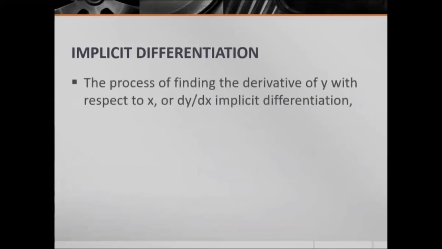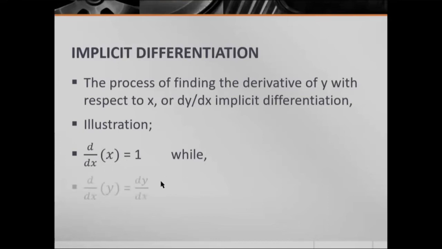The process of finding the derivative of y with respect to x, or dy over dx, is called implicit differentiation. Okay, let's have some illustration. Let's say we have d over dx of x, or we are going to find the derivative of x with respect to x. So it is 1. While if we are getting the derivative of y with respect to x, or d over dx of y, it is equal to dy over dx.